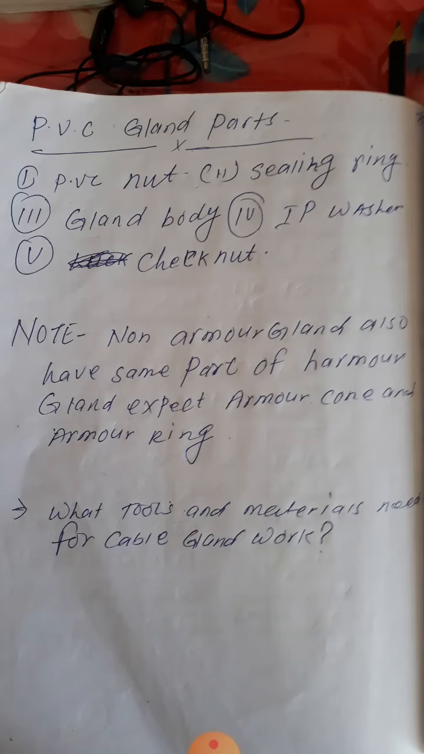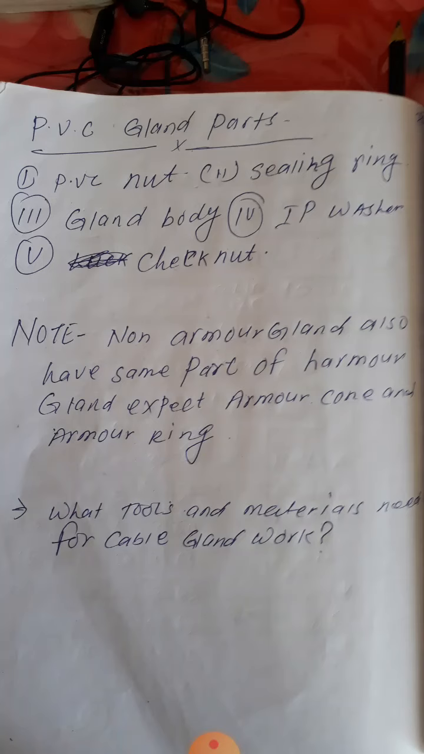collect tools and materials. Tools: you need an electrical knife, screwdriver, hammer, pipe wrench, spanner for tightening purposes, and monkey pliers. These are the tools you need. Materials: you need the gland, and you need PVC tape also. You need cable ties for dressing the cable and straightening the cable, and you need a gland shroud, a set for the gland.